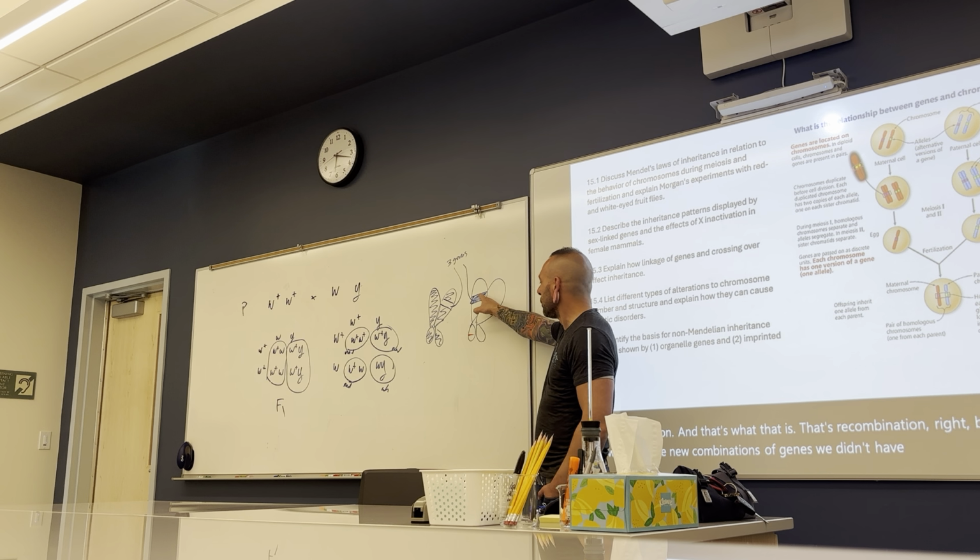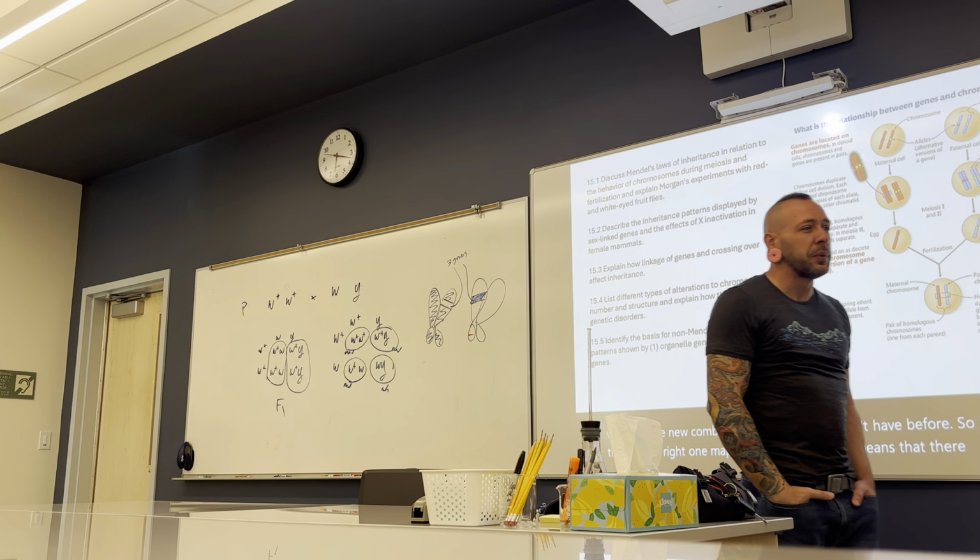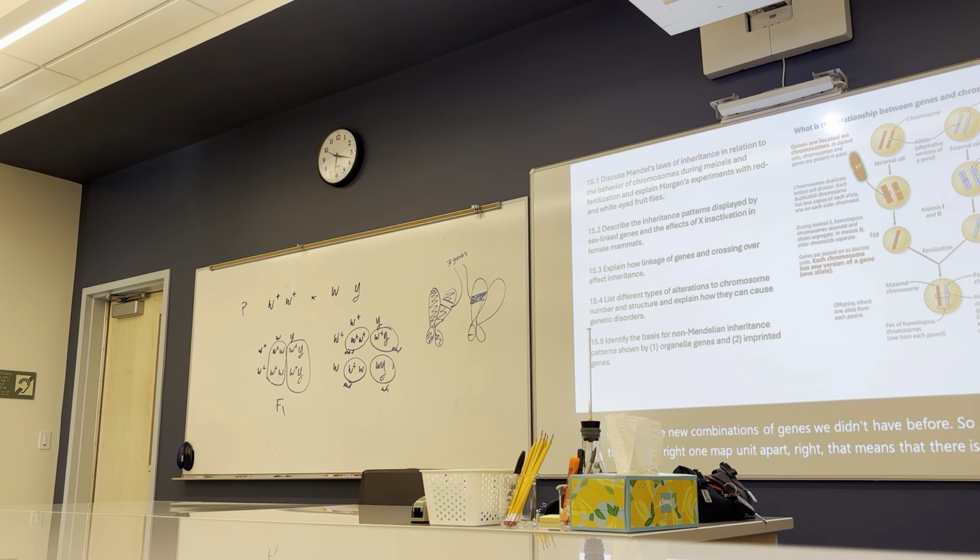So if they're only 1 map unit apart, that means there is a 1% chance that they will not recombine, or a very good chance that they will recombine.